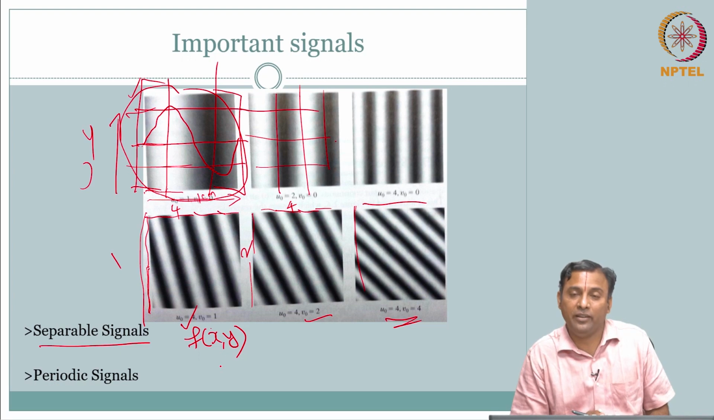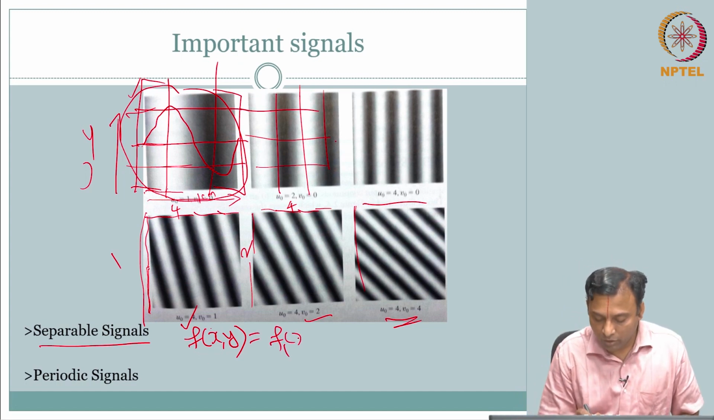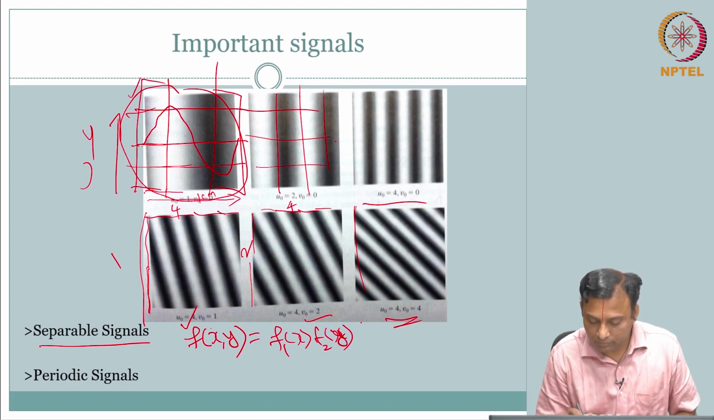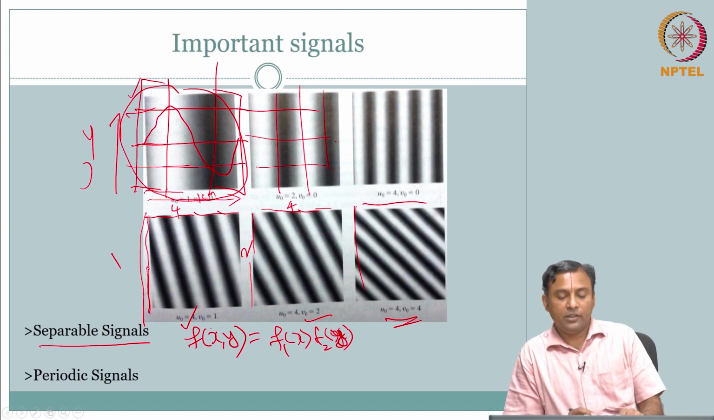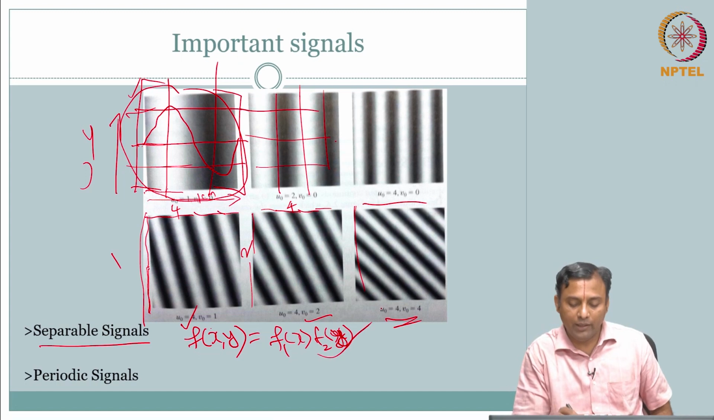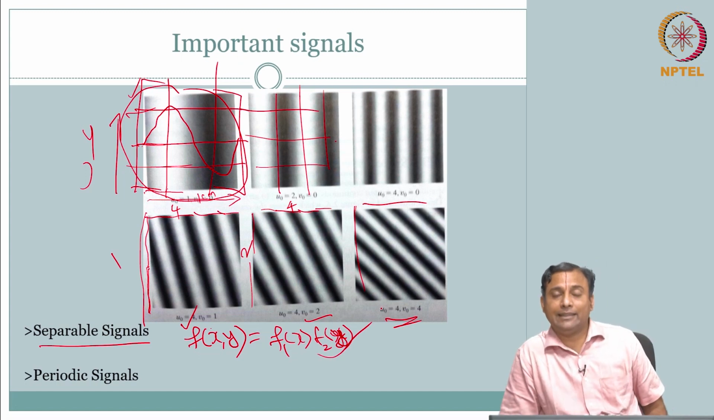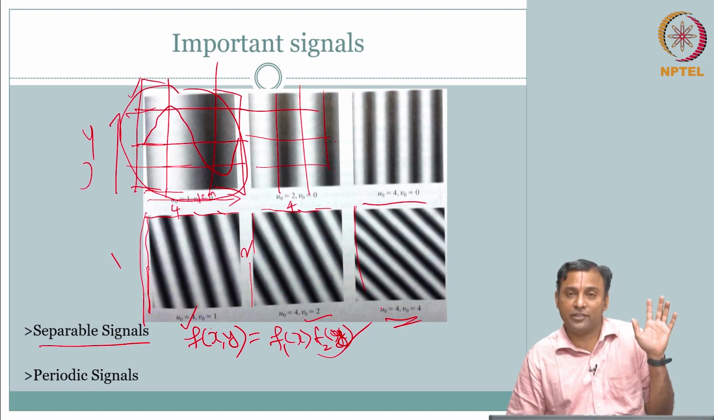In two dimensions, how do I look at it? If it turns out the signal f of x, y can be broken into f1 of x and f2 of y, that means you can separate this two dimensional signal into two one dimensional signals. Such signals are called separable signals. We like to work with separable signals because we can split them into two one dimensional signals, and I know how to work with those.